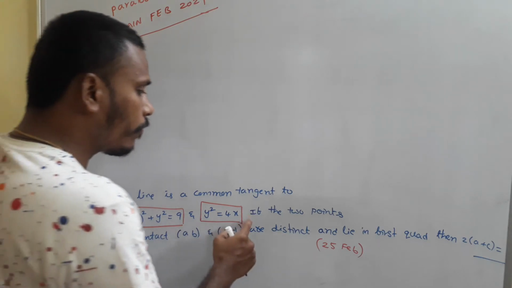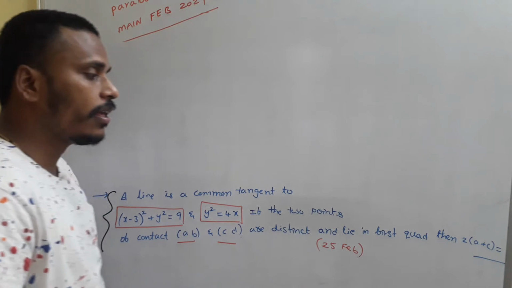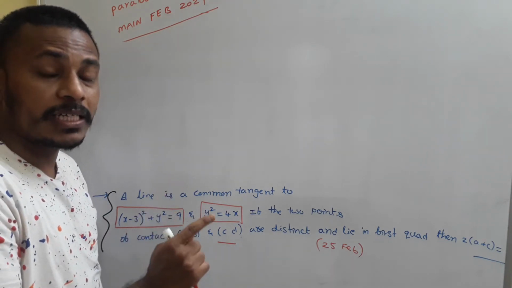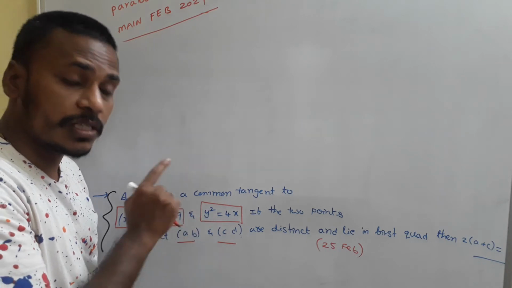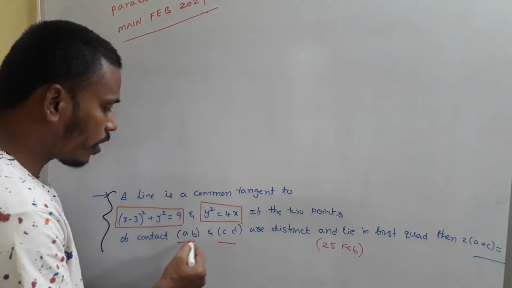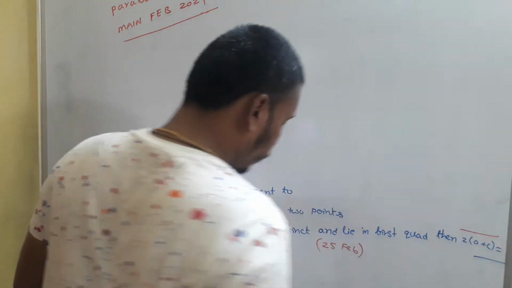If the two points of contact A, B and C, D are distinct and lie in the first quadrant, that is, if the common tangent touches the parabola at one point as well as the circle at one point, and those two points which are in the first quadrant are (A, B) and (C, D), we need to calculate 2 times (A + C).